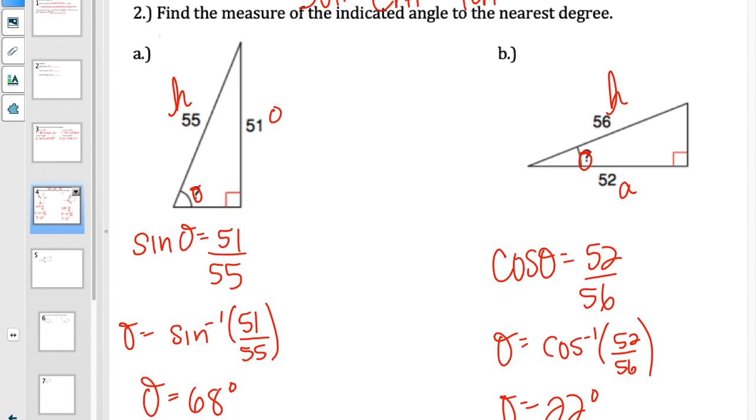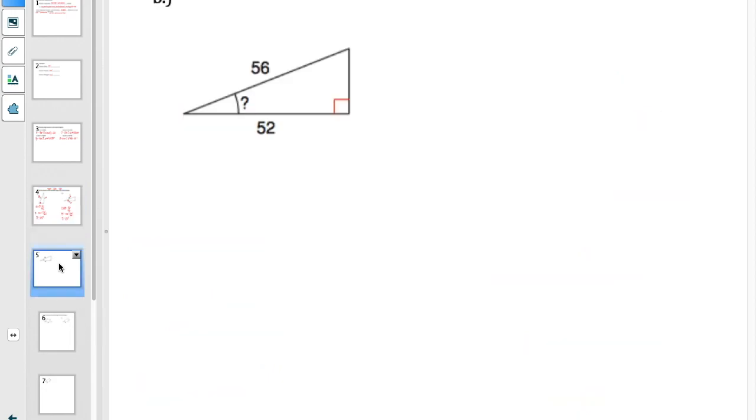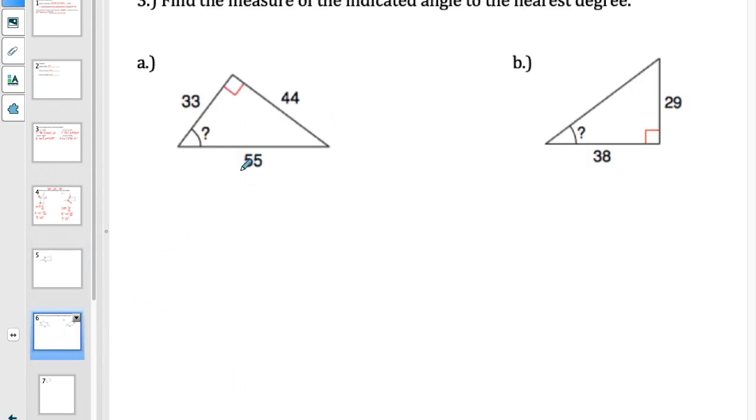Any questions or concerns about A or B? Clarifying things? Okay, so then on B here, oh, we already did B, excuse me. A and B.